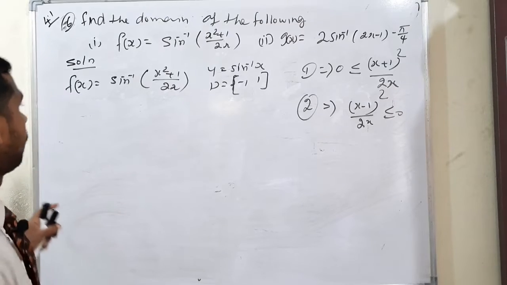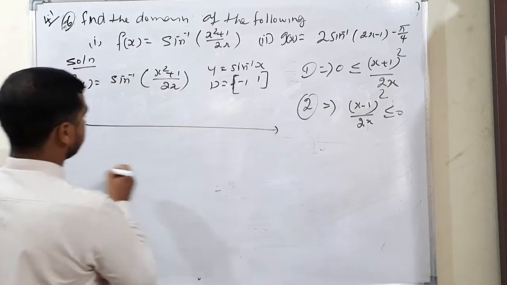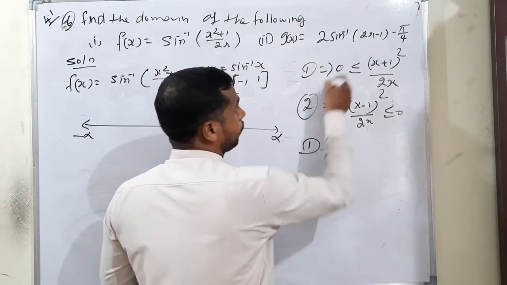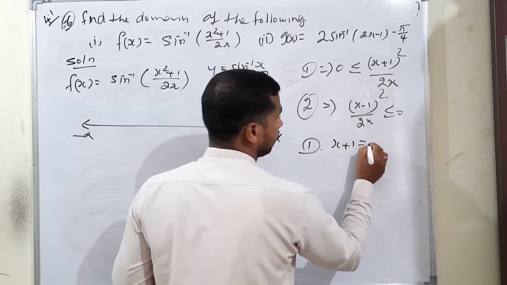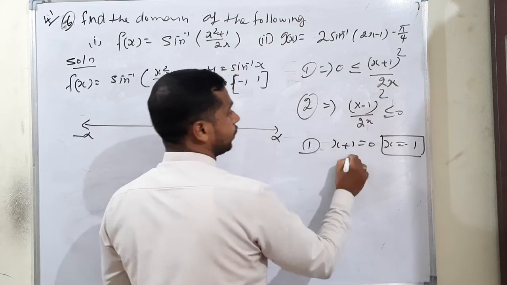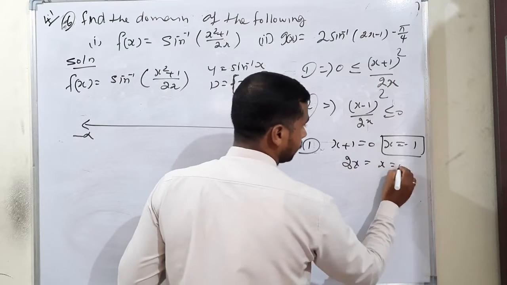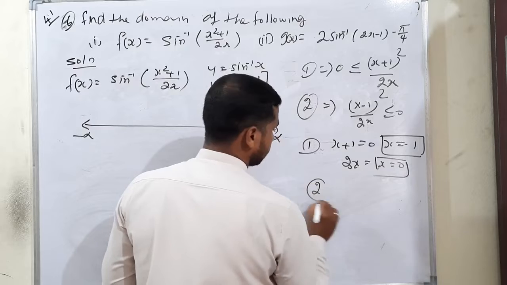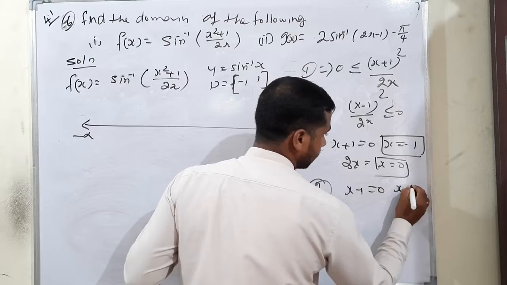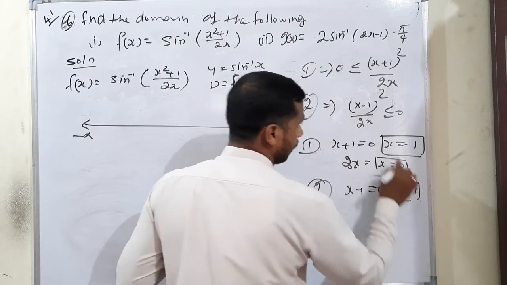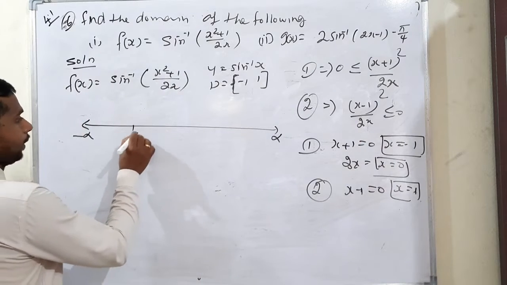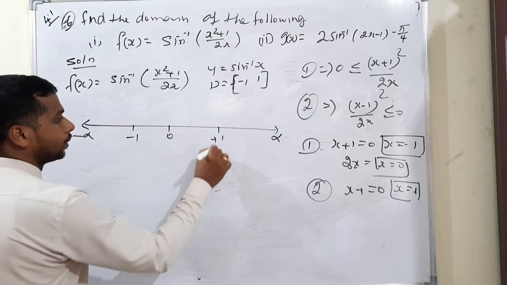So on the number line, what will happen? Minus infinity to positive infinity. Case number 1, if you set the term to 0, it means x plus 1 is equal to 0, so x is equal to minus 1. Then 2x is equal to 0, so x is equal to 0. Then case number 2, x minus 1 is equal to 0, so x is equal to positive 1, isn't it? Denominator same, 2x is equal to 0, so x is equal to 0. Therefore, minus 1, 0 and positive 1, isn't it?